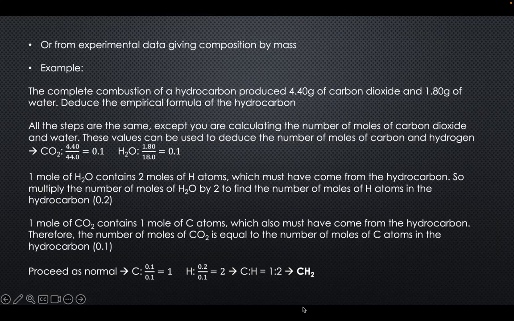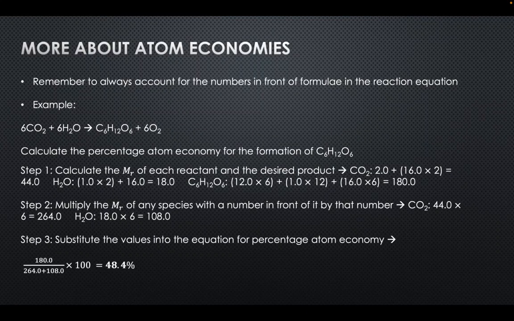Right. So that's that. So a little bit more about atom economies. You need to remember to always account for the numbers in front of formulae in the reaction equation. So I'll show this with an example. We've got the equation for photosynthesis here, and we want to calculate the percentage atom economy for the formation of glucose. Okay. So the first step is that we're going to calculate the MR of each reactant and the desired product. All right. So no timesing by the numbers in front of the formula yet. We're just going to calculate the MR of each reactant and desired product.